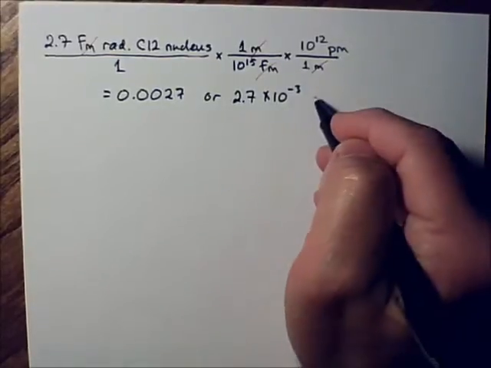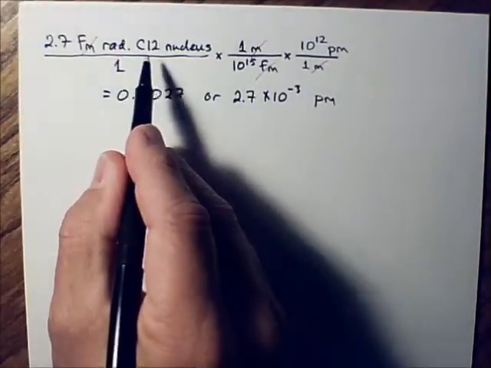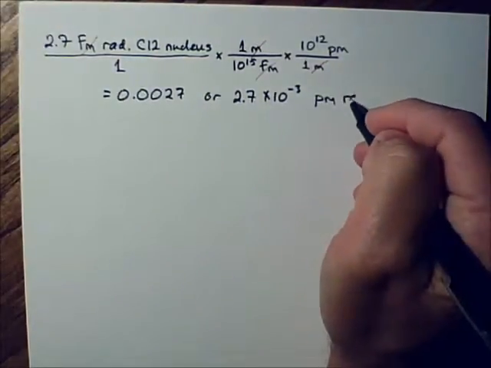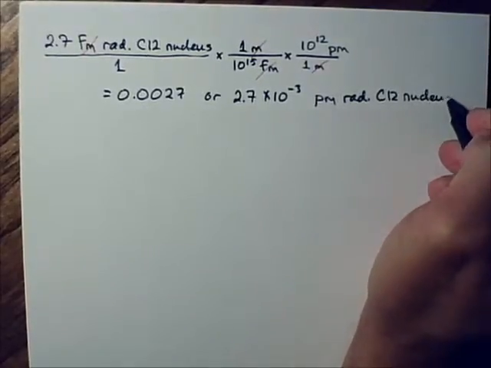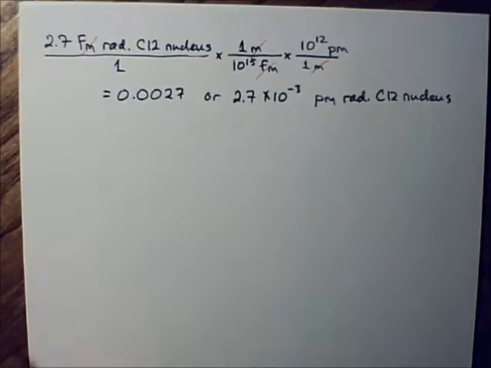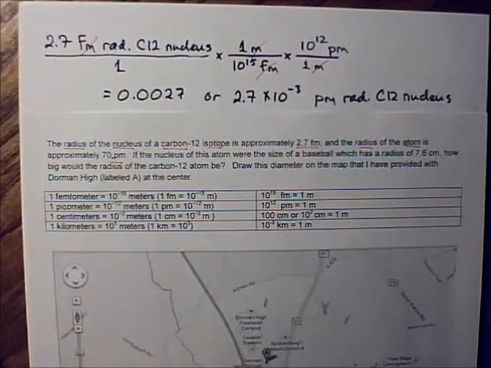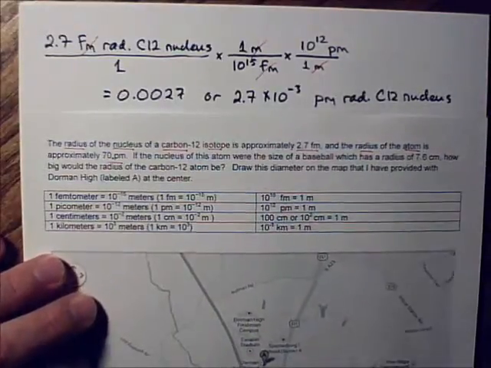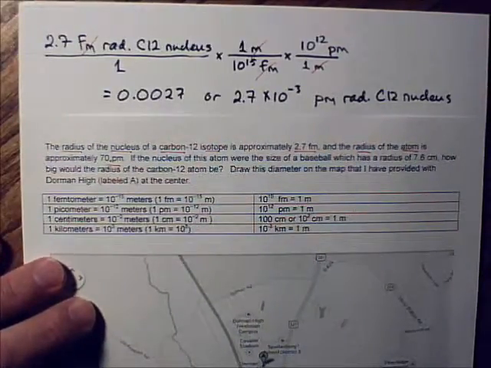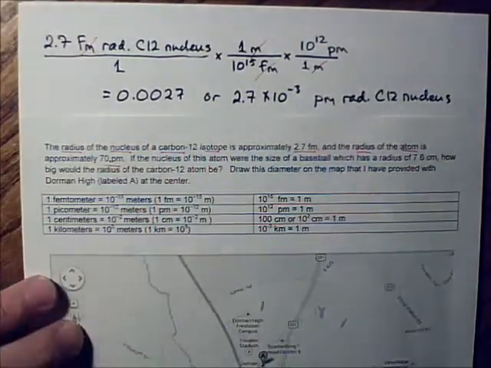The units we have left are picometers. And the description this applies to is the radius of the carbon-12 nucleus. All right, so that's the radius of the carbon-12 nucleus. We want to compare that against what the problem says is the radius of the atom itself. And what was that? 70 picometers. All right? So, which one's bigger? 70 picometers is bigger than 0.027 picometers.